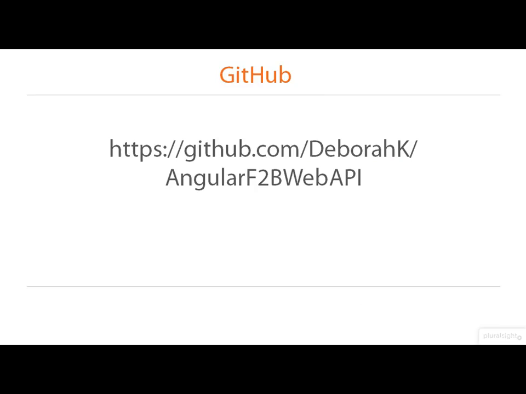Want to code along? I have set up a GitHub repository for this course. It's called Angular F2B for Front-to-Back Web API. It contains the start files for this course to help you code along with the demos. I'll also add notes and reference materials as needed. With that, we're ready to look at the course prerequisites.